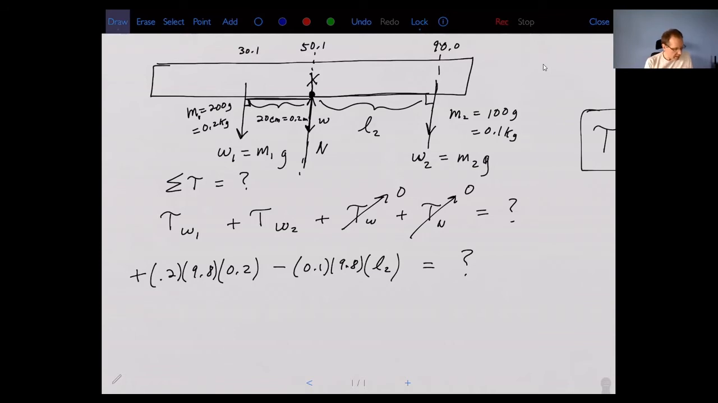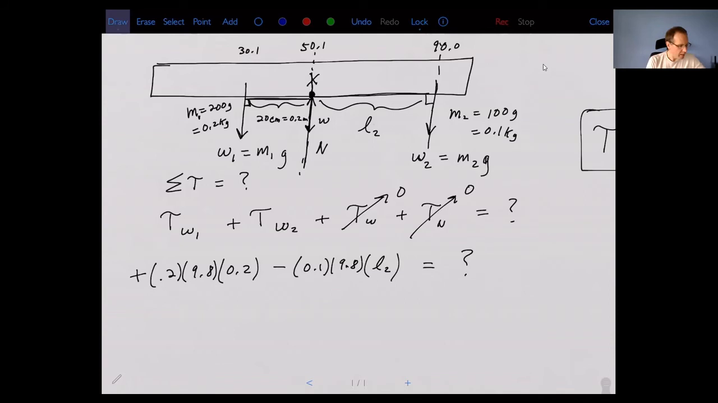So again, I'm going to ask you to calculate L2, that moment arm. Then you're going to calculate the sum of the torques about the knife edge, just like I did here. Show that equation. And then assuming that there were no errors, what should that equal? What should the sum of the torques equal? Well, it should be the same as before.